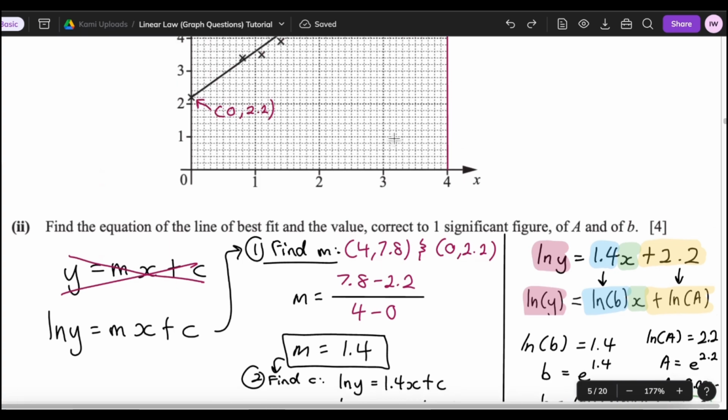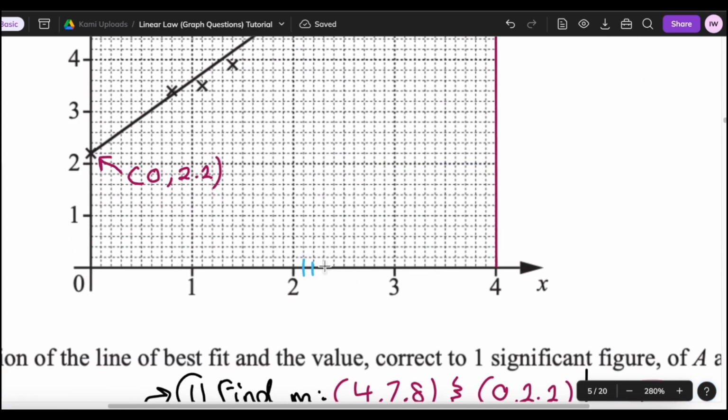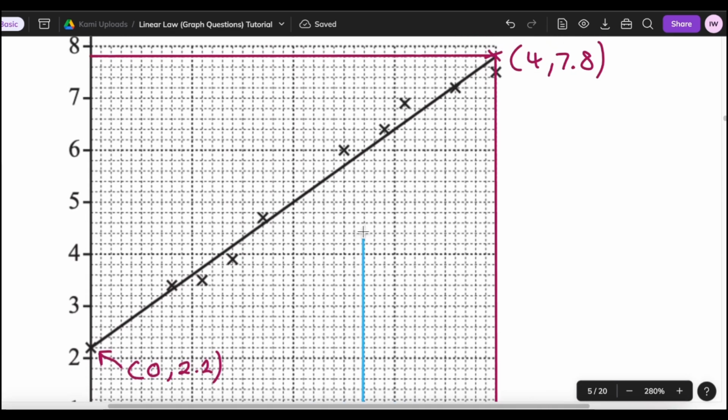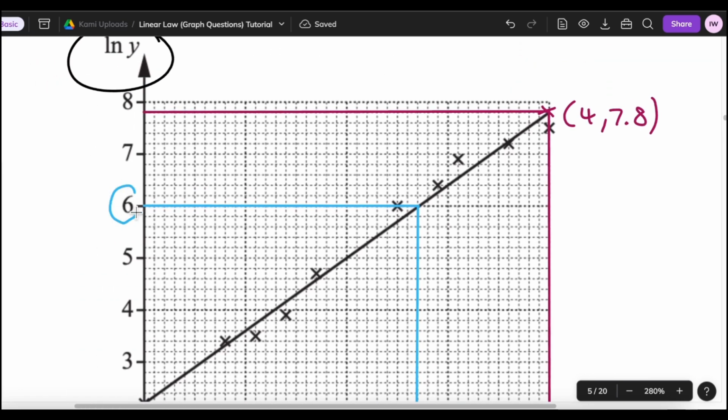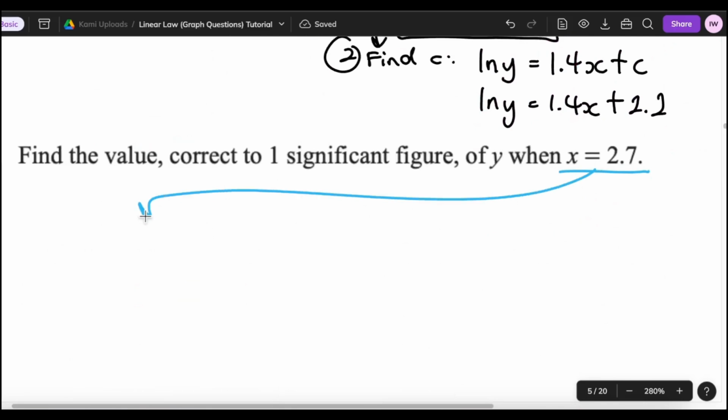So I'm actually going to try and find 2.7 here for the x value. 1, 2, 3, 4, 5, 6. Okay, here should be 2.7. And so I'm just going to match this up to the graph and see where I land. I end up over here. If I match this to this ln y value, this is 6. Now keep in mind, that's not the value of y, it's the value of ln y. So what I'll do is I'll say when x is 2.7, the value of ln y is equal to 6 directly.